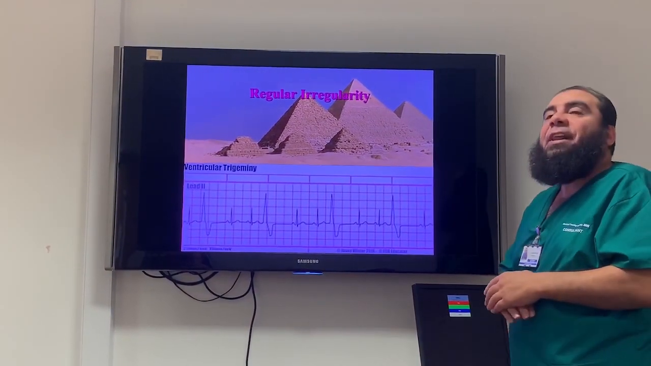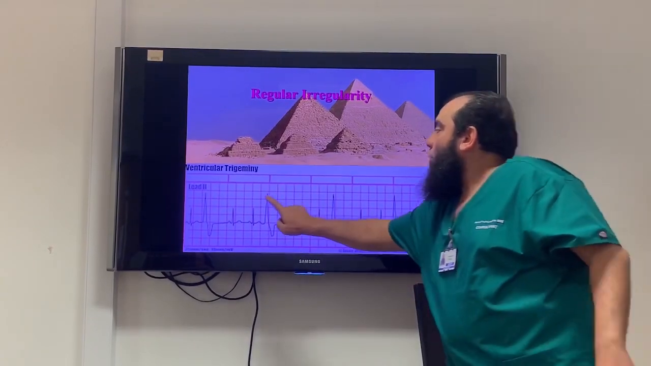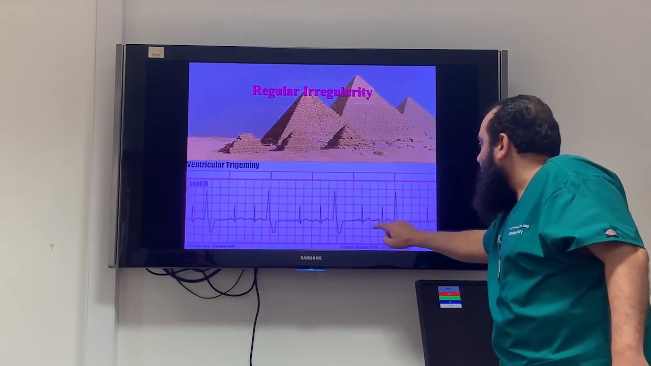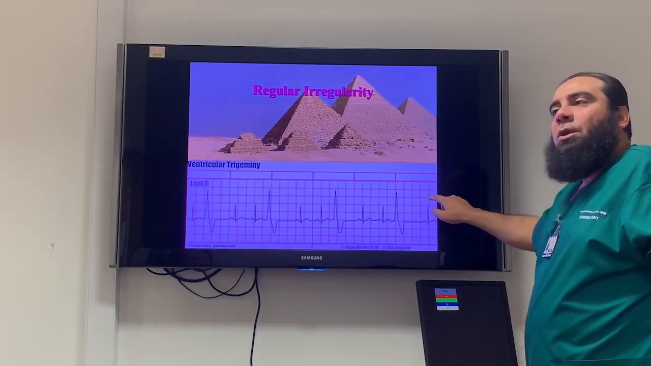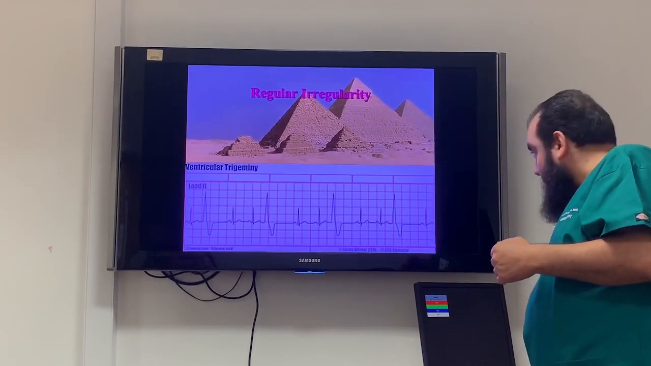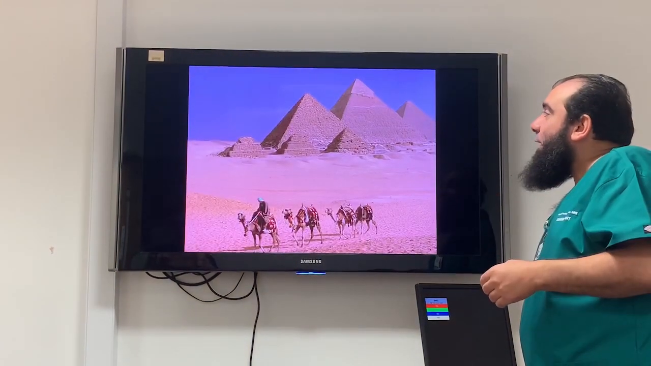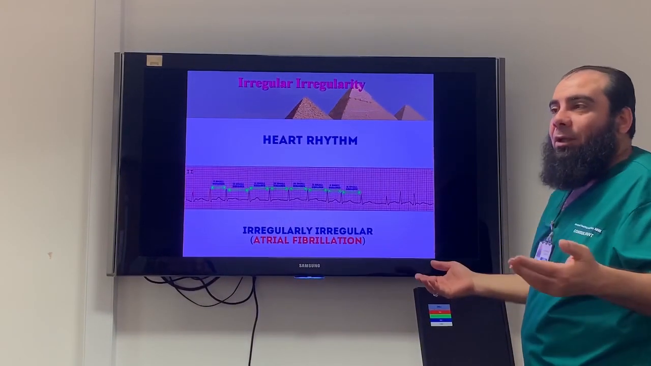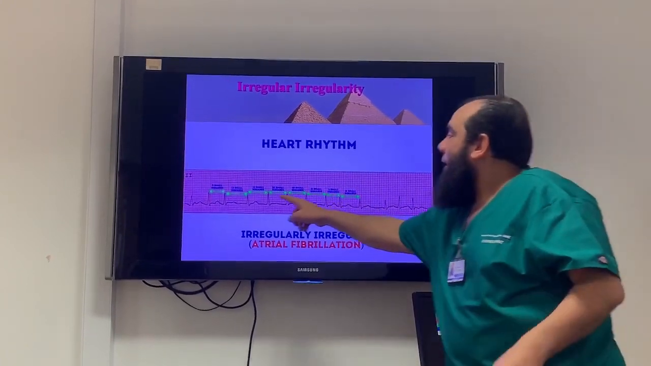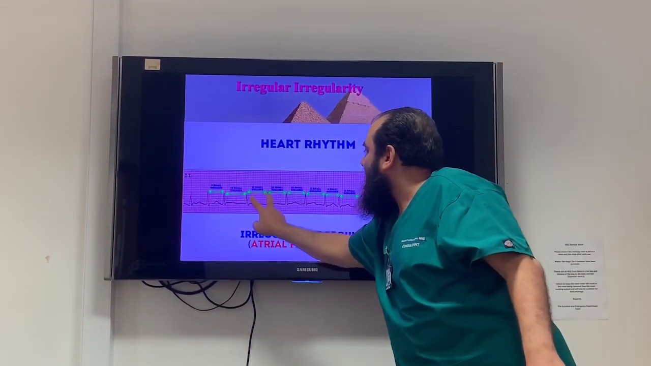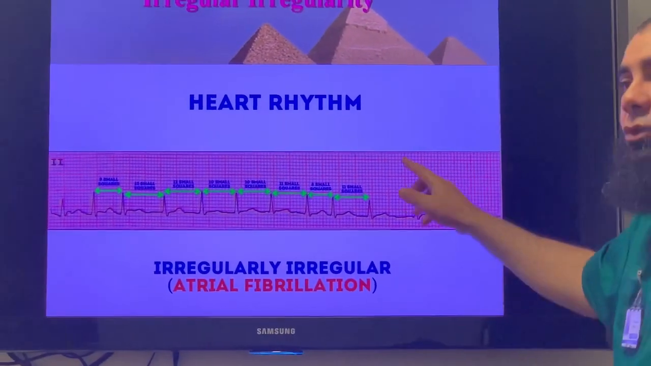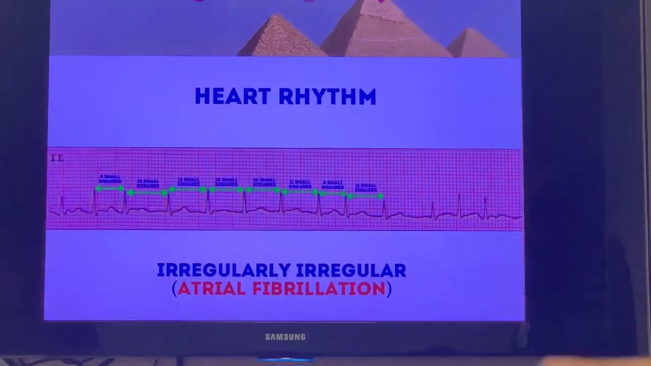Here is an example of regularly irregular. So, a normal beat, pause, normal beat, pause, normal beat, pause. So it is irregularity going in a regular way. The best example of irregularity is, of course, no pattern. Here is narrow, wide, different, no pattern. Okay?